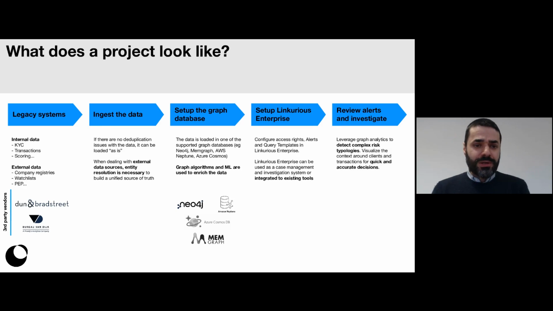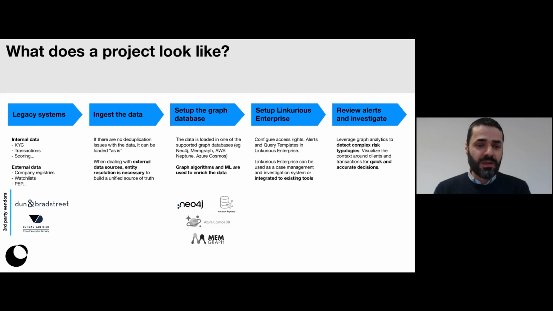So I'd like to illustrate a little bit what this looks like from a project perspective. It all starts with the existing legacy systems where the data is stored. Can be internal data such as KYC information, transactions, but also the existing scoring data that you may have. This can be complemented with external data with information such as company registries, data from watch lists, or information about politically exposed persons. This data needs to be ingested.